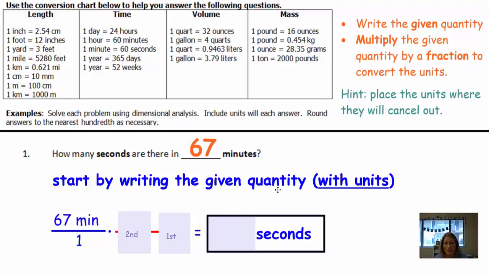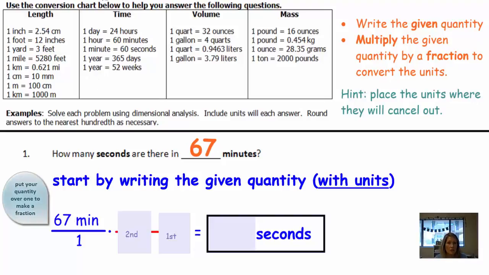On some problems, I say wait till the end. It's okay to wait till the end to write down the units, but on these, we want to keep the units throughout. It's going to really help us. So I'm going to start by writing 67 minutes. Now, I have 67 minutes over 1, just because we are going to deal with fractions. Sometimes it's easier to have a fraction there so you can see what you're doing. Okay, so that's our given quantity, 67 minutes.